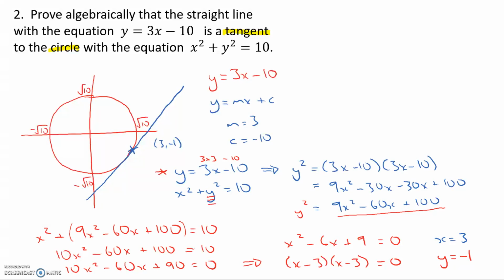Now what would it take to prove that that line is a tangent to the circle? Well, we know that a tangent touches the edge of the circle at a point where the radius hits it at 90 degrees. So if we could prove that this radius line here is perpendicular to the tangent, then we're good to go. And how shall we do that?